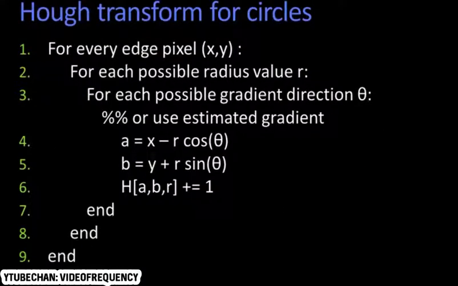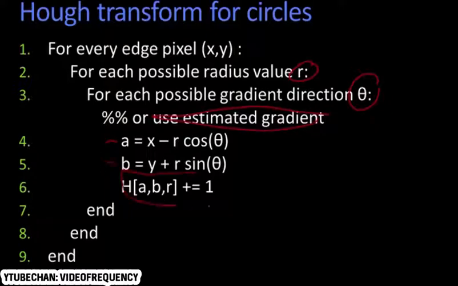So here's the algorithm simply described for circles. Just like before, for every edge pixel, for each possible radius, since we don't know the radius, then either for every possible edge gradient, if we vote for the cone, or if we use the estimated gradient, we compute A and B and we increment for A, B, and R. That would vote in your Hough space. In general, even though 3D is only 50% more D than 2D, you'll find that voting in 3D is way more than 50% harder than 2D.